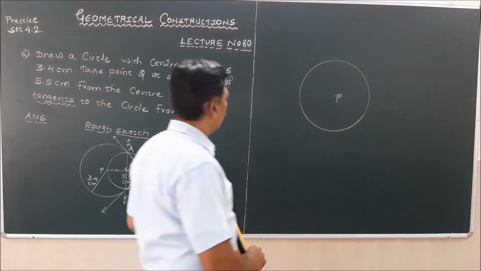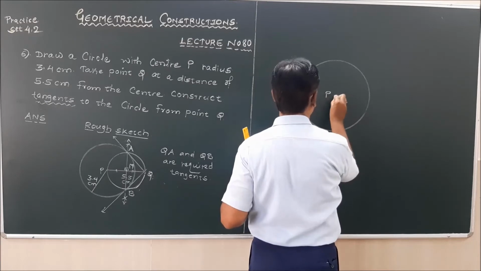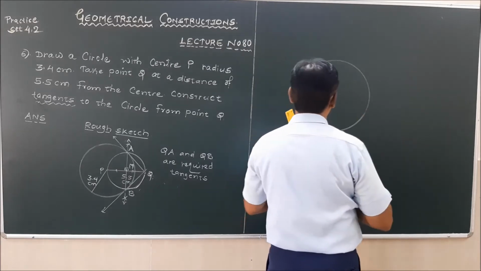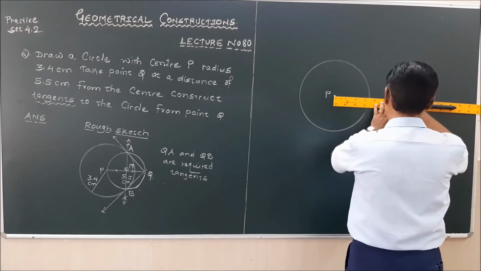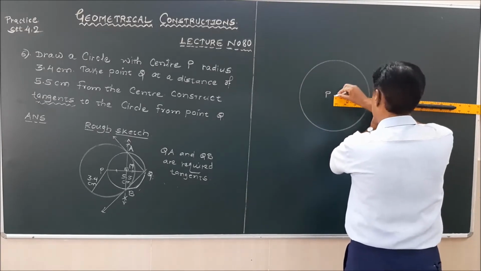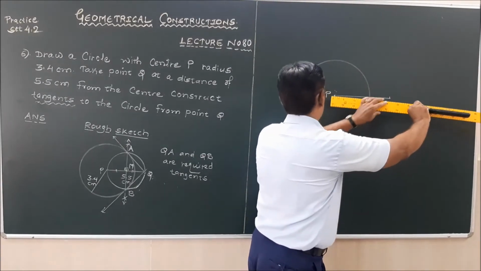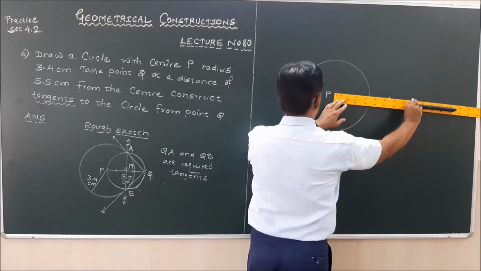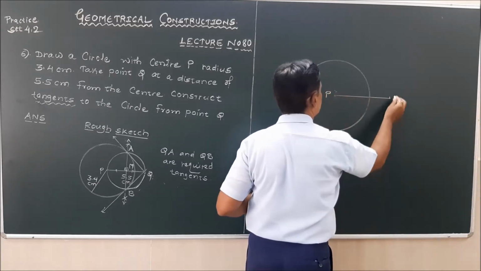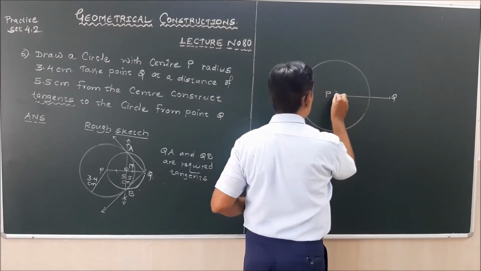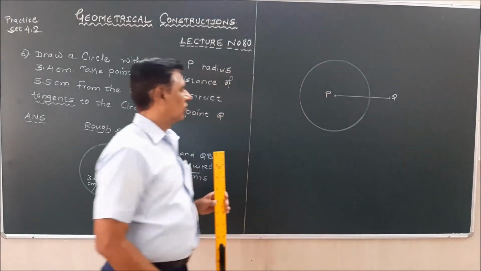Next to that, from point P, we have to plot point Q, which is at a distance of 5.5. So, take a distance of 5.5 from where? P. And plot point Q. PQ is 5.5. Okay. I'll label the figure later.